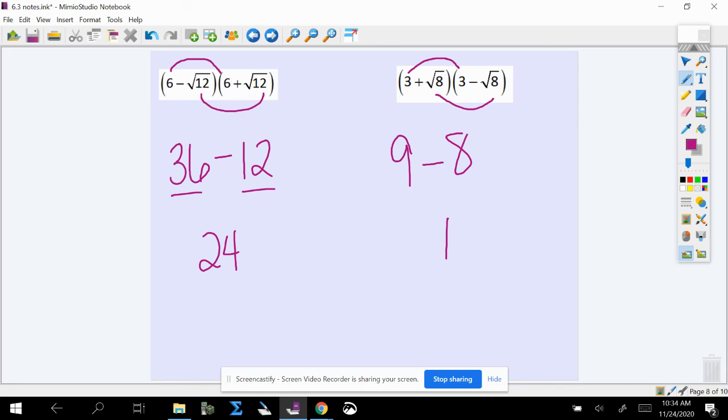Square root of 8 times negative square root of 8 is minus 8, which gives us just 1. And conjugates are the only ones that you can actually put into a calculator and get an answer because you end up with a whole number and not radicals. If you tried to do any of the earlier ones that we did that weren't conjugates, you would get a decimal value on your calculator and it wouldn't be considered a simplified answer. But conjugates, you definitely can multiply together both by hand and by calculator, and they should be pretty quick.